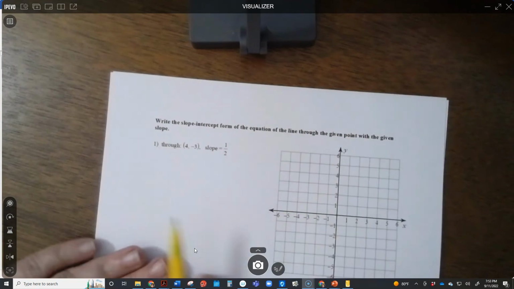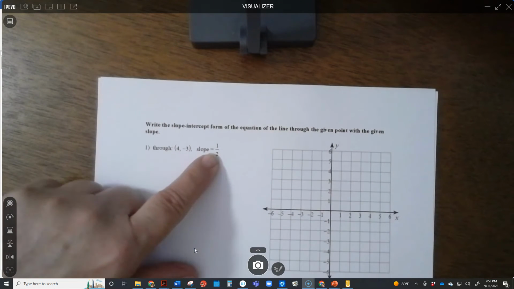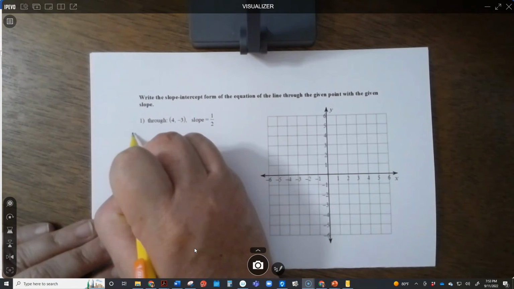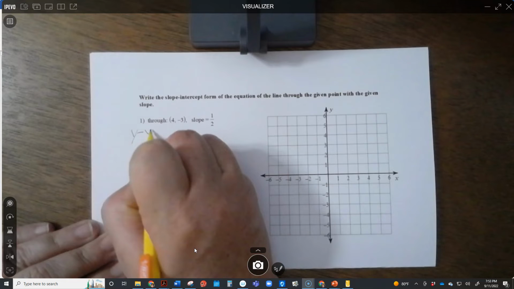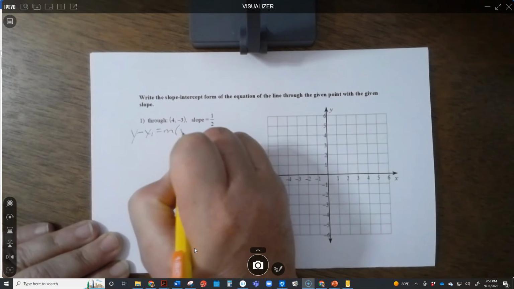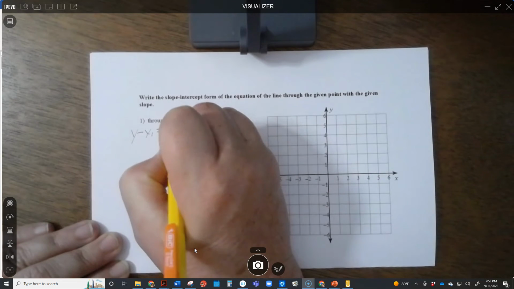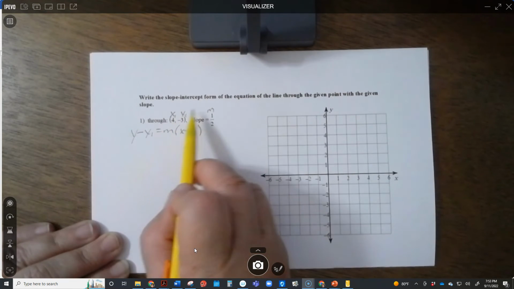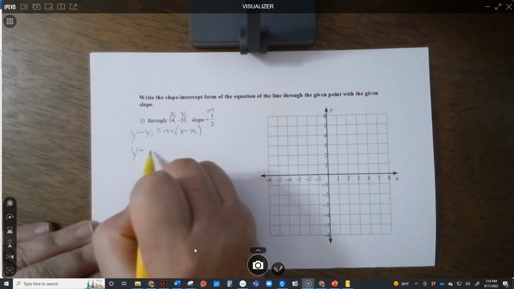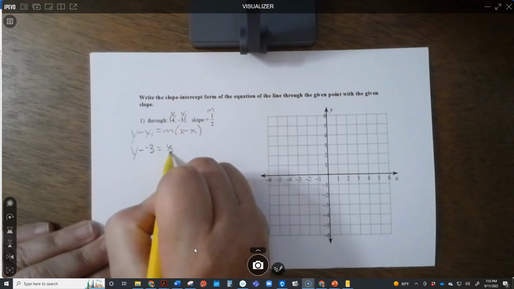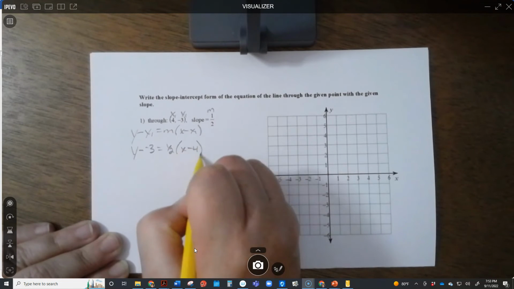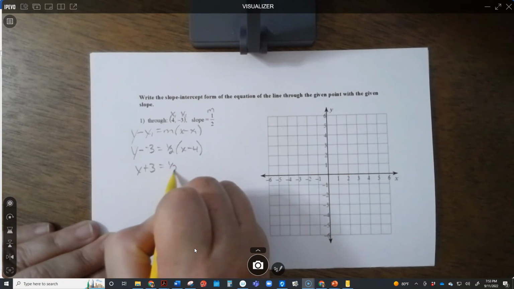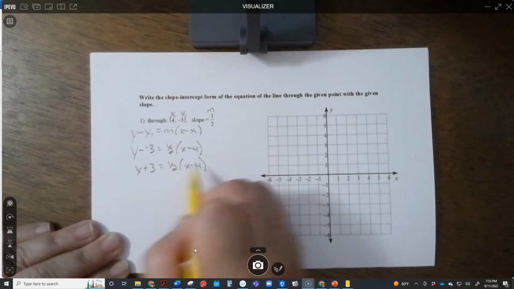What if they give you this piece of information and they want you to write the point-slope form? Okay, well that's easy enough. Here's the formula. Y minus y1 equals m times x minus x1. And this is going to be my x1, this is going to be my y1, this is going to be my m. And we simply do a substitution. So y minus -3, 1/2, x minus 4. Y minus a negative means y plus. So there we have it in point-slope form.